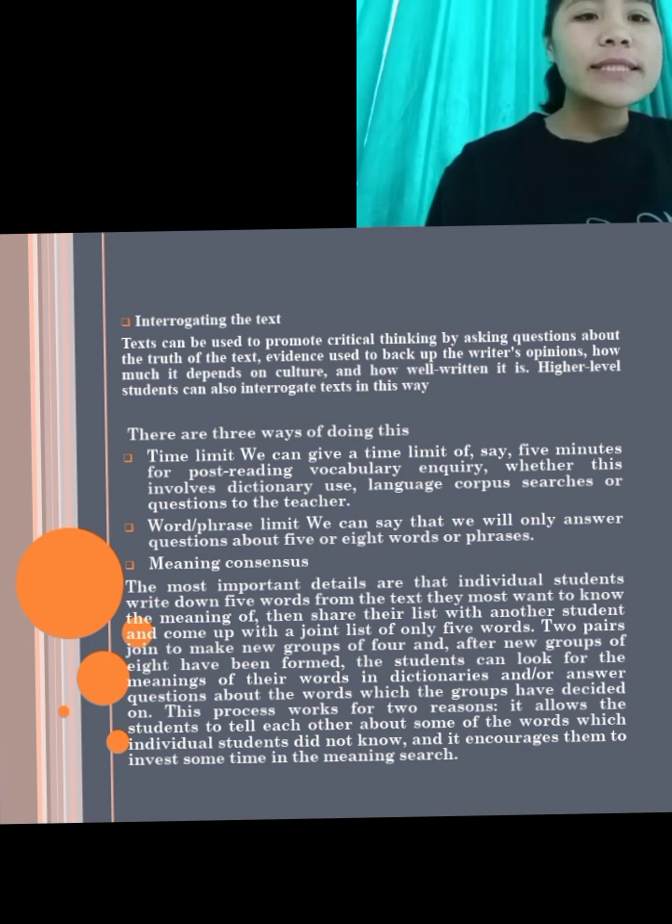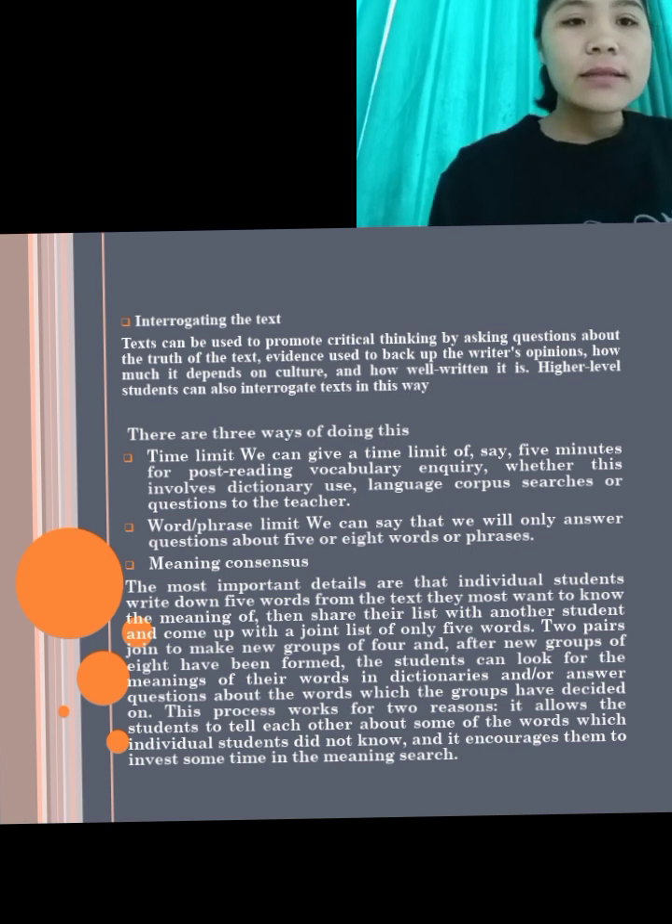The first, time limit. We can give a time limit of, say, 5 minutes for post reading vocabulary inquiry, whether this involves dictionary use, language corpus searches, or questions to the teacher. And the second, word limit. We can say that we will only answer questions about 5 or 8 words or phrases.